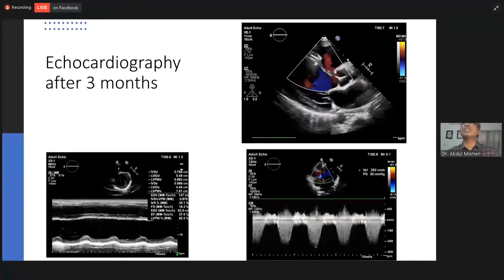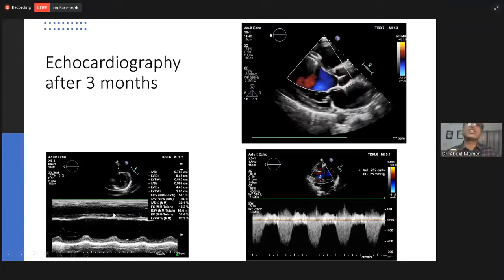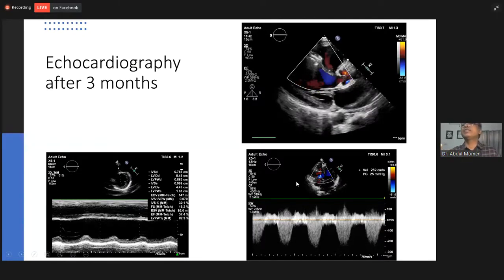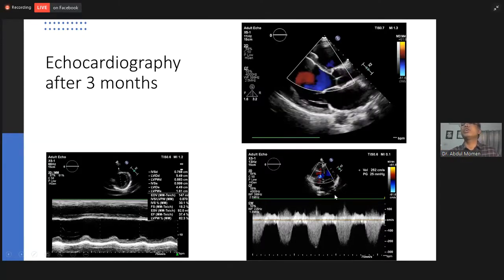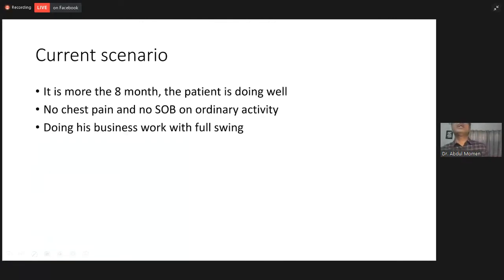There is no residual shunt, no pericardial effusion. The LV function recovered well, with LV ejection fraction around 35 to 40, and most strikingly, the PSP, which was 52 before, is 30 after the procedure, at 3 months. It is now more than 8 months, and the patient is doing well. No chest pain, no shortness of breath on ordinary activity, doing his business work with full swing.